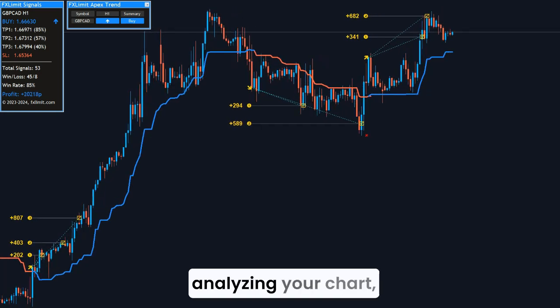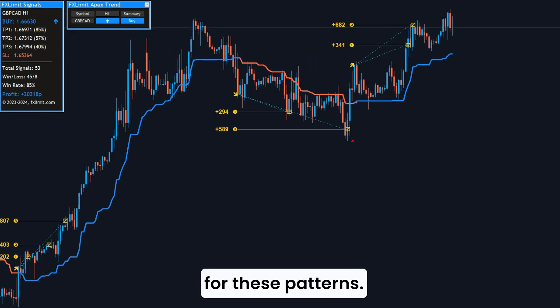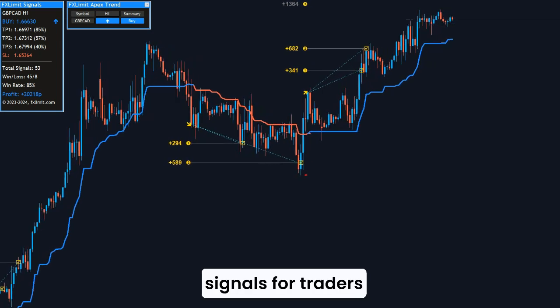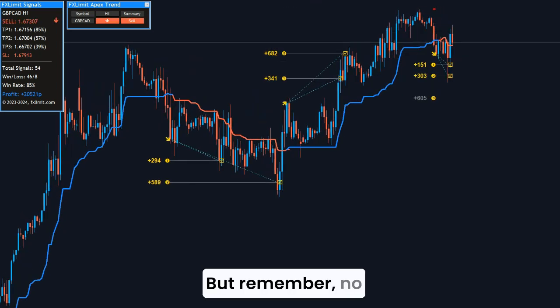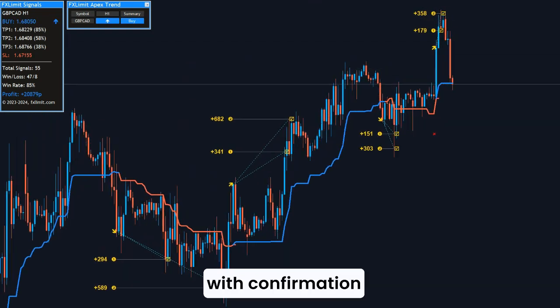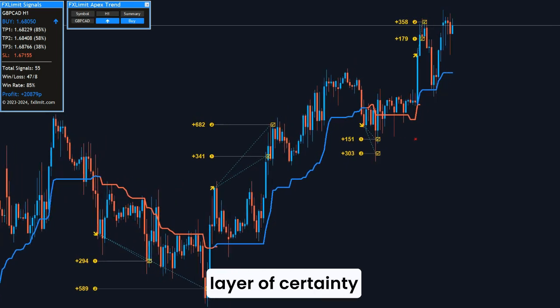So next time you're analyzing your chart, keep an eye out for these patterns. They've stood the test of time and continue to be reliable signals for traders around the world. But remember, no pattern is perfect. That's why it's smart to combine them with confirmation tools that give you an extra layer of certainty before you enter a trade.